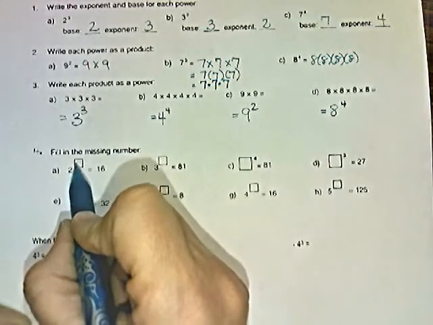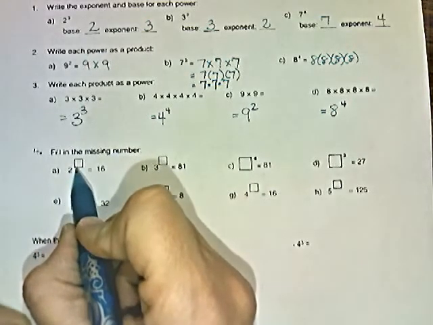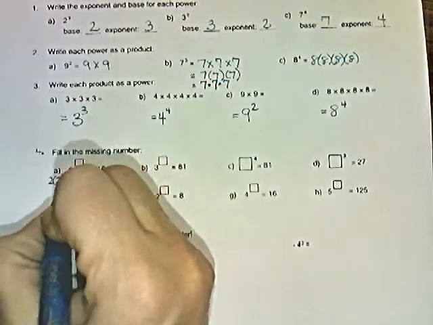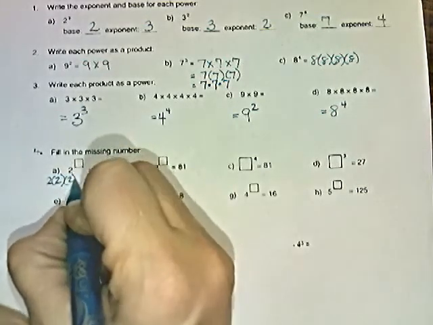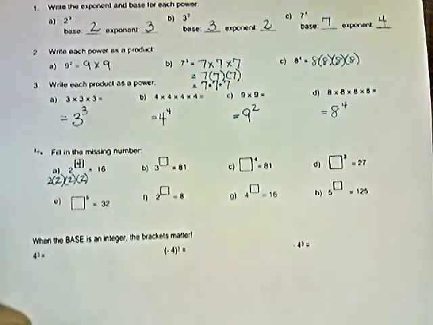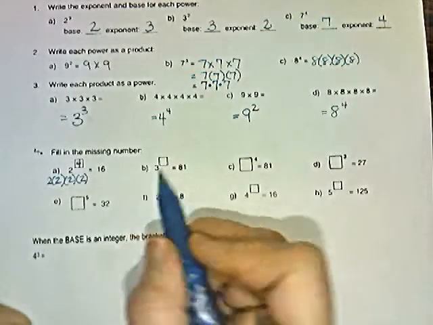How many times do I need to multiply a 2 by itself to get me a 16? Well, a 2 times 2 is 4, times another 2 is 8, times another 2 is 16, so I would need a 2 to the exponent 4. Again, taking a peek, let's skip this one.